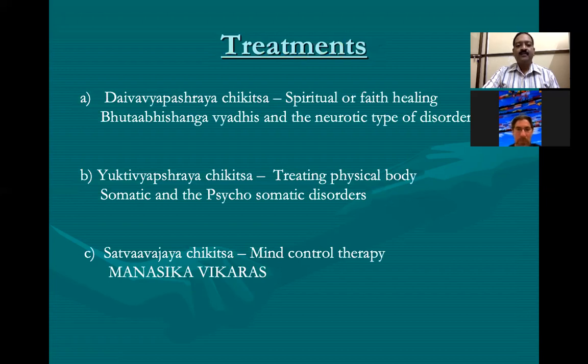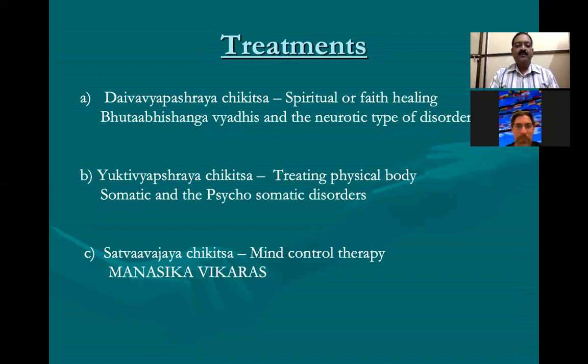As per Ayurveda, we have three different modalities of treatment explained for different sources or forms of diseases. They have been enlisted here as per their importance and usage in the treatment. One is Daiva Vyapashraya Chikitsa, Yukti Vyapashraya Chikitsa, and Sattvajaya Chikitsa. These terms are used in our science, and they are related to different forms and stages of treatment.